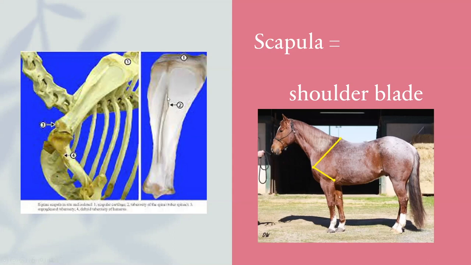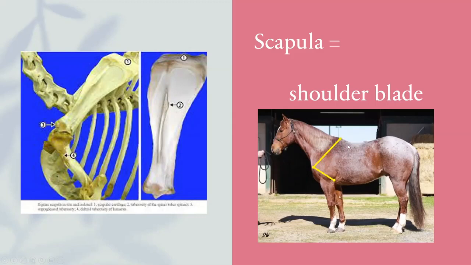Oftentimes, if you've got a skinny horse, you're going to be able to feel this spine of the scapula here, which is the center portion. There's big muscles on either side. So if your horse is really muscular, like this quarter horse here, you're probably not going to be able to feel that. But if you've got a thoroughbred, you probably can feel the spine of that scapula there.